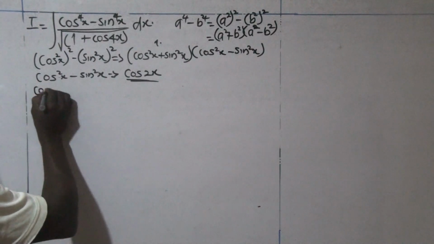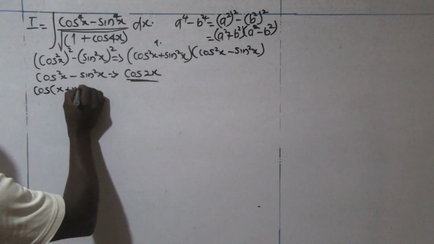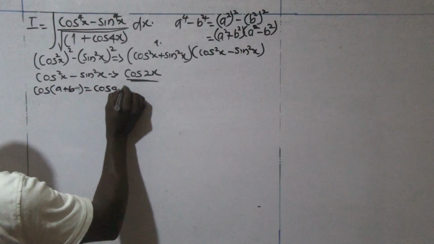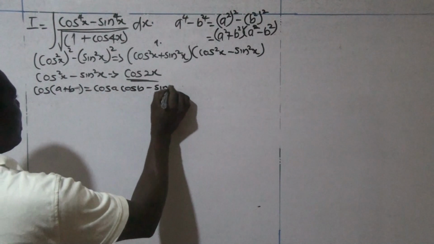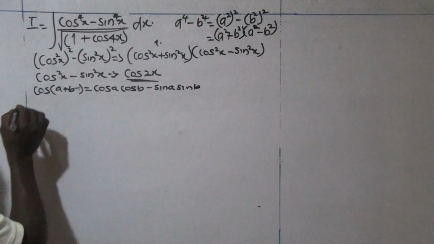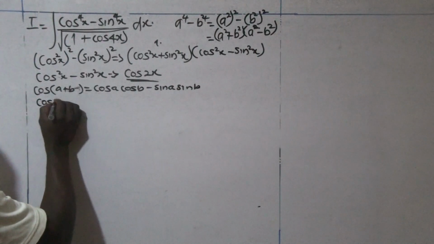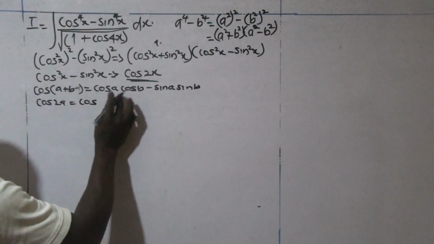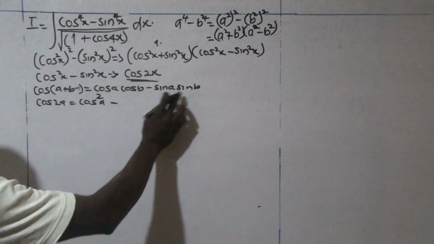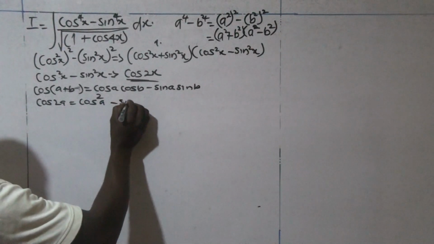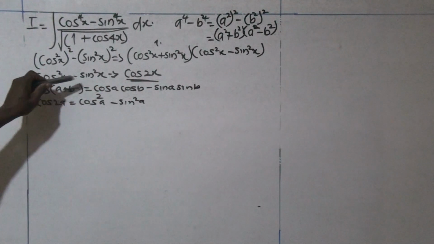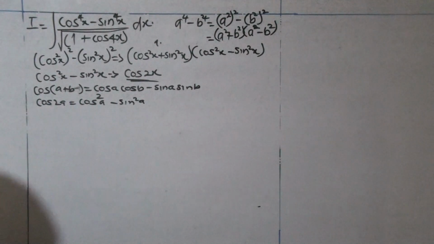Now, we know from identity that cos(a plus b) is equal to cos a cos b minus sine a sine b. But if a is equal to b, we will essentially have cos(a plus a), which is cos 2a, equal to cos squared a minus sine squared a. So we are correct by saying that cos squared x minus sine squared x is equivalent to cos 2x.